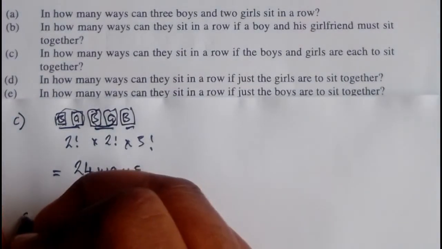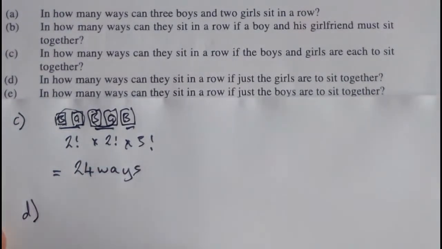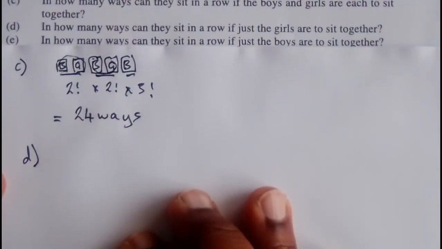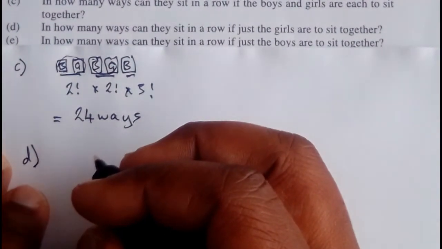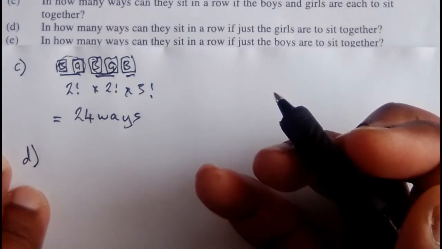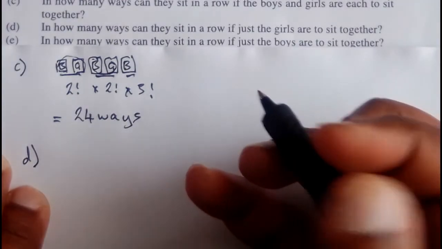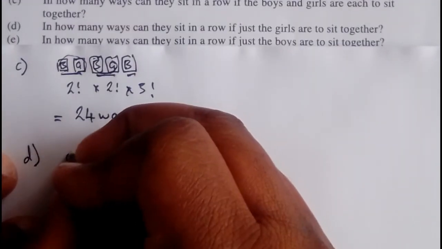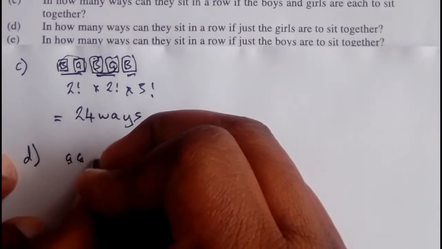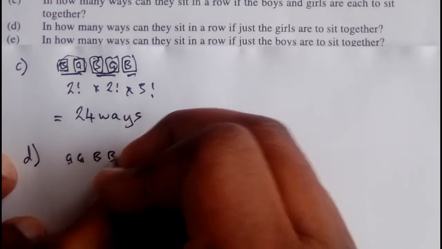All right, so let me write D on there, and let me just push it up a little bit. Now, how many ways can they sit in a row if just the girls are to sit together? That's part D. So what that means is that these girls have to be in the same place, and then you've got these boys there.